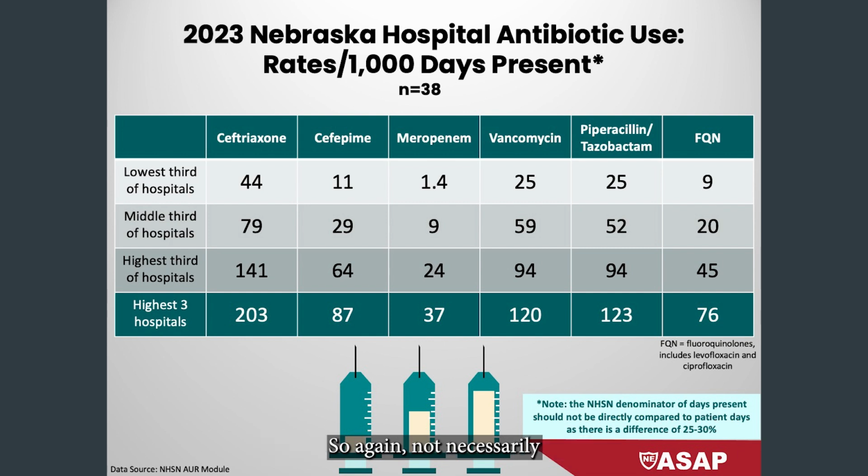So again, not necessarily a measure of appropriateness, but I think it really highlights, especially when we look at the highest 3 hospitals across these different antibiotics, they tend to be the same facilities over and over again. So I think we have some good opportunity to provide some education and guidance here. One thing I will caution you, if you're manually tracking your antibiotic use as days of therapy per 1,000 patient days, that number does not compare to this number, so please don't compare them. They're different denominators, so these numbers only compare if you're using NHSN.